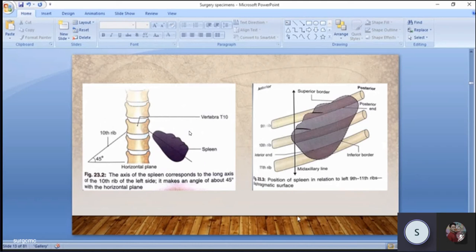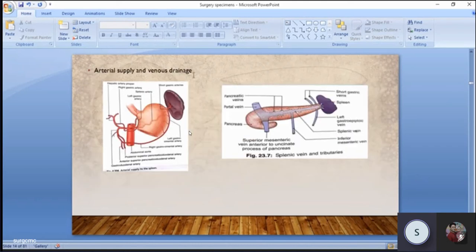So what are the blood supplies? Next question will come to you. What are the blood supplies? In blood supply, you have to know what is the arterial supply and what are the venous drainages. The arterial supply for the spleen is the splenic vessel, which is a branch of the celiac trunk, celiac axis, and venous drainage is the splenic vein, which gets tributaries from short gastric veins, left gastroepiploic veins, and later joins the inferior mesenteric vein to drain into the portal vein.